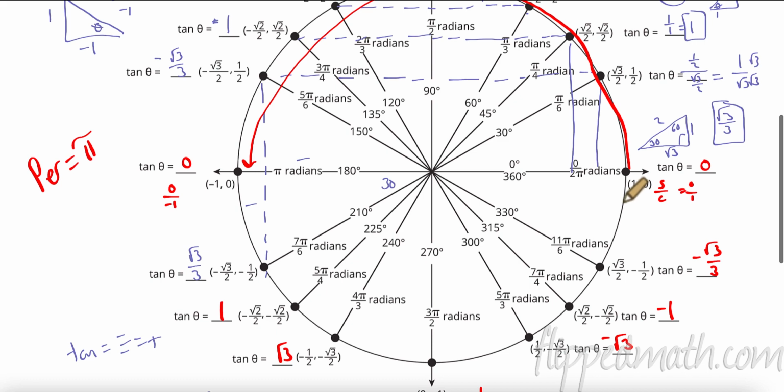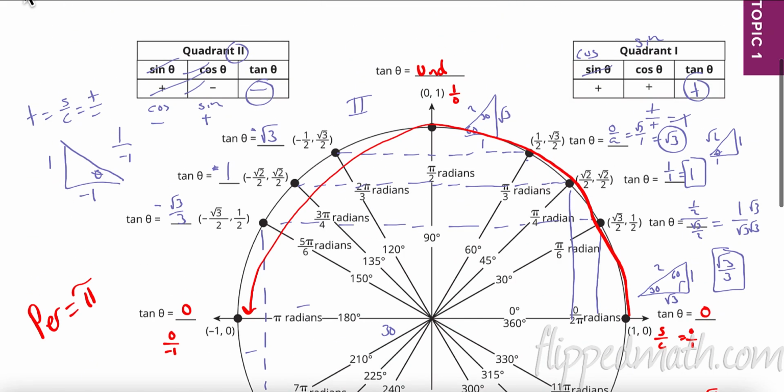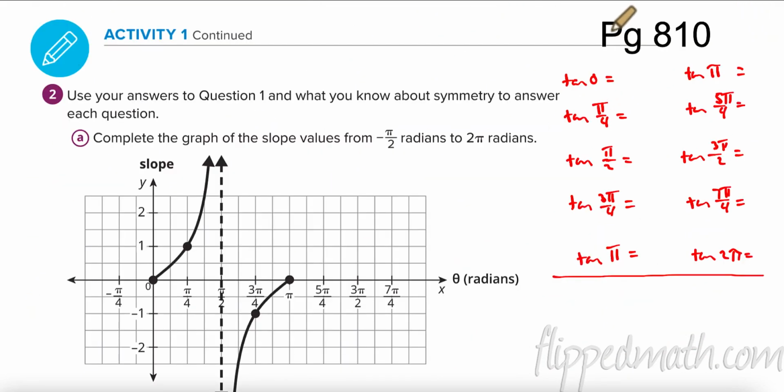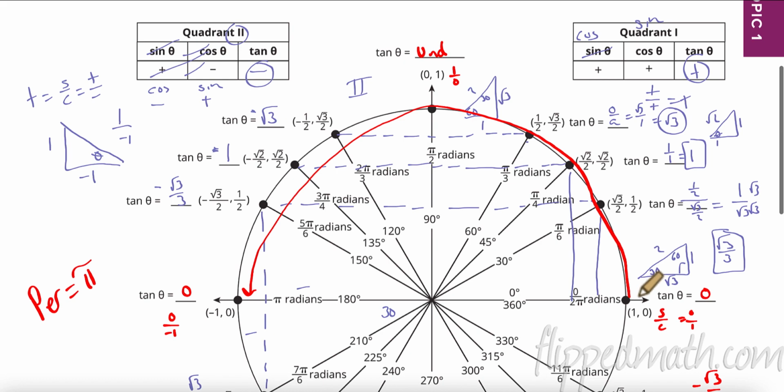All right? So on the next page, which actually is back to page 810, I want you to go to page 810, pause the video, write these values down, and then also write down what they're equal to. Go look at your unit circle and see what they're equal to. And I want you to notice they match up very nicely. All right, go ahead.